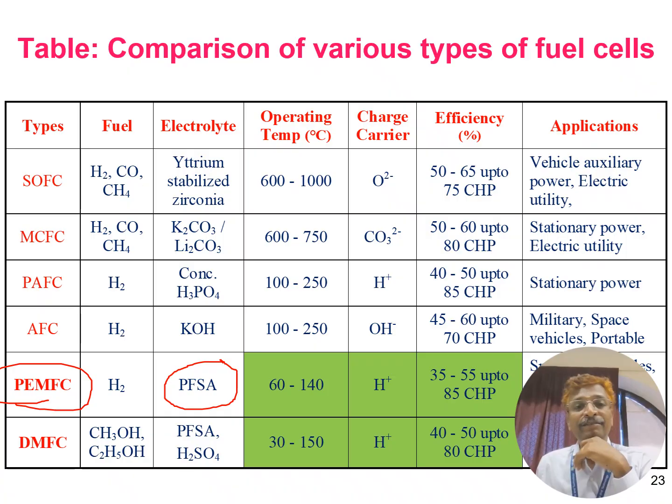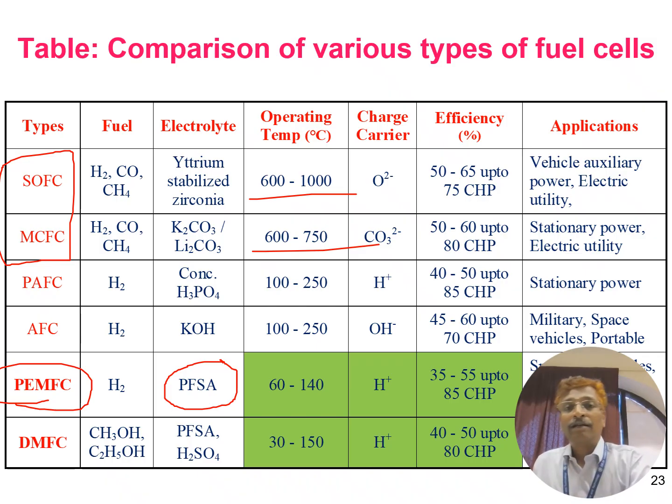As for the operating temperature of these fuel cells, the first two, SOFC and molten carbonate, can be operated at very high temperature, around 600 to 1000 degrees Celsius. They are applied in vehicular auxiliary power, electric utility, and stationary power, so various applications we have. Whereas the phosphoric acid and alkaline fuel cells have a moderate operating temperature, 100 to 150, 250 degrees Celsius, and are used in military and space vehicles.